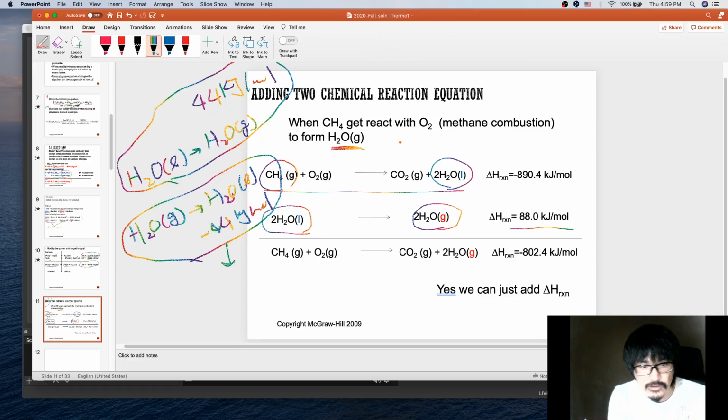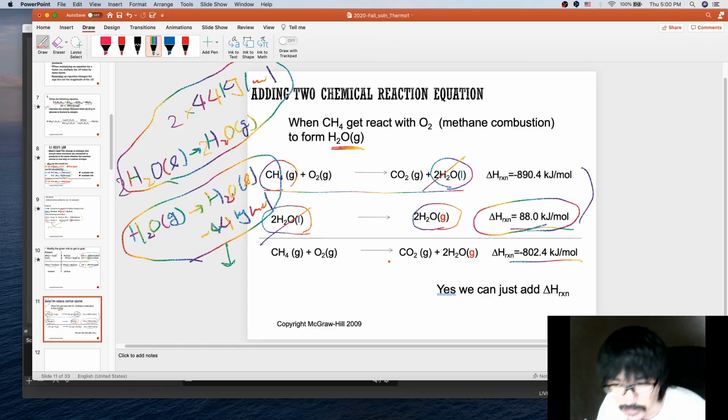And then to cancel out this 2H2O, you have to multiply everything. So multiply by 2, multiply by 2, and this one too, multiply by 2. Then you get this 88. And then you add all of these. The left hand side leftover is this, and the right hand side leftover is this and that. And then you just add these to get this one. So you just need to practice solving these types of problems.